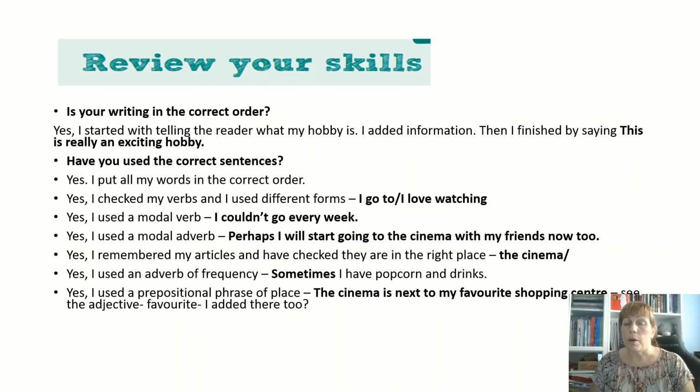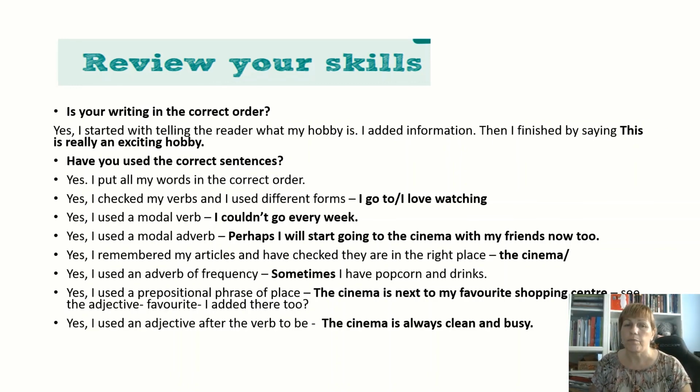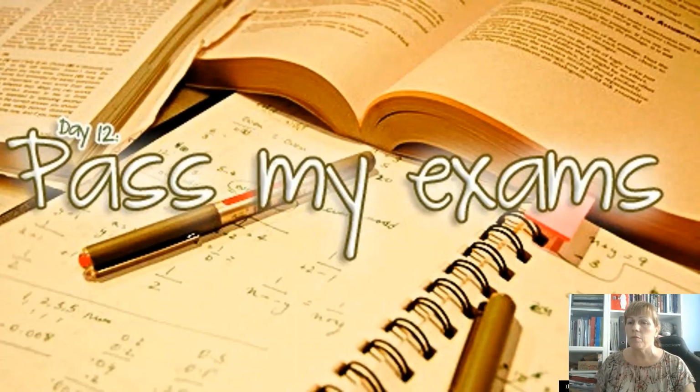Yes, I used a prepositional phrase of place because I wrote about where the cinema was, and I actually wrote the cinema is next to my favourite shopping centre. Do you see what I did there? I added in that extra adjective. And I also used an adjective after the verb to be because I used the sentence, the cinema is always clean and busy. So I'm really quite pleased with that work, and that's the end of my piece of writing.